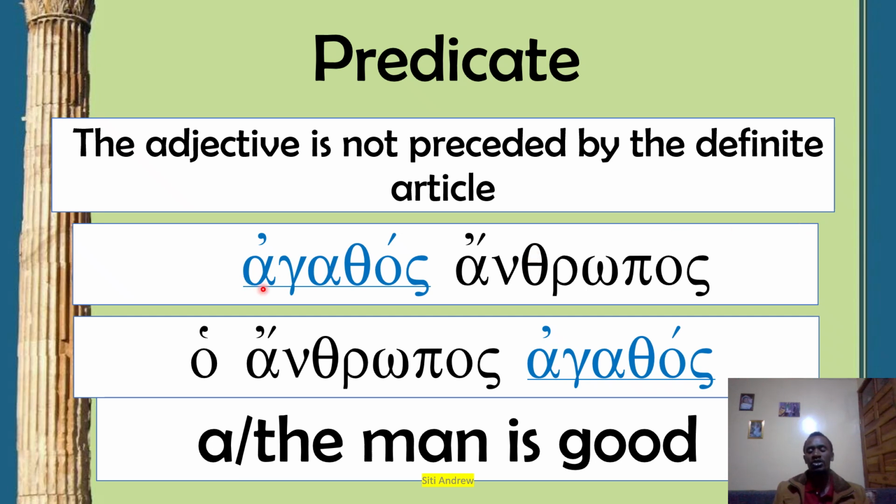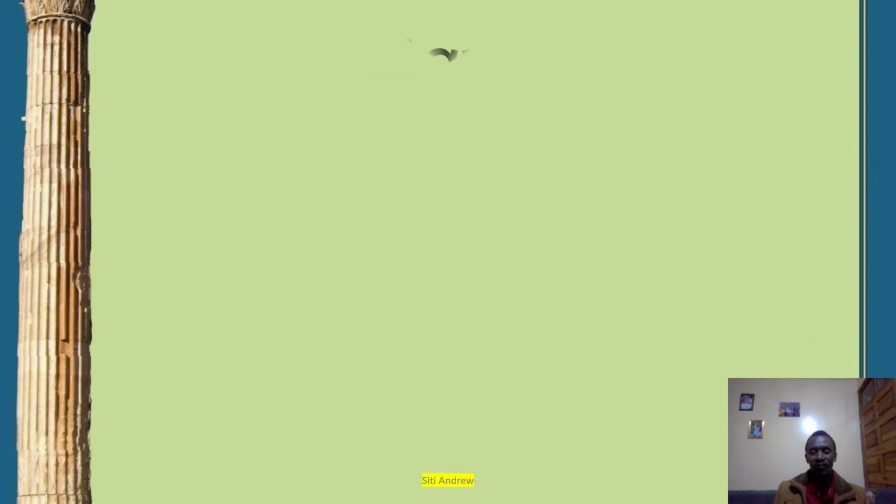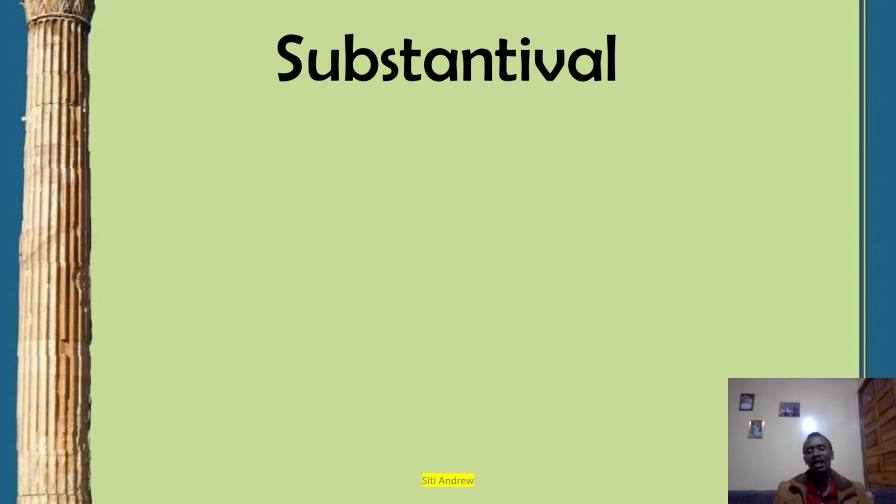Like in the first sentence, you can say a man, but in the second sentence, that is the man is good. So that is a predicate use. It's unlike the other one that we have just seen, the attributive use that is preceded by the definite article, but here it just stands as it is. And finally, we have a substantive.